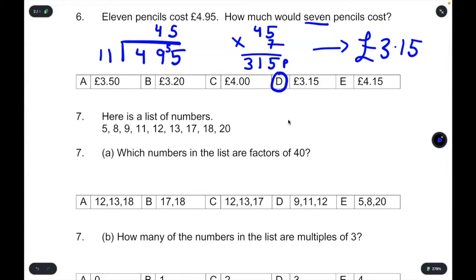Now, at the second last stage, when we were saying it's going to be 45 times 7, at this stage, if there was only one option with the last digit as 5, that had to be the correct answer, because 5 times 7 is 35, so the last digit was a 5. The reason why I went ahead and did this multiplication is because there were 2 options that had the last digit as 5. So to check, I did the multiplication and it came to 315p, which is £3.15.